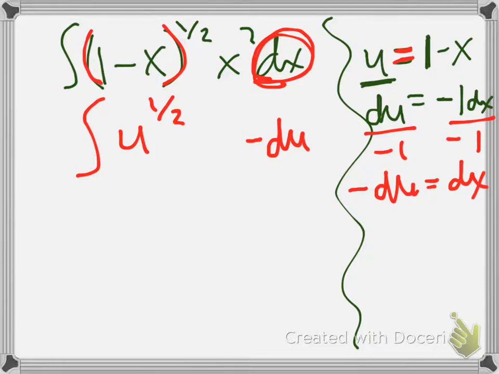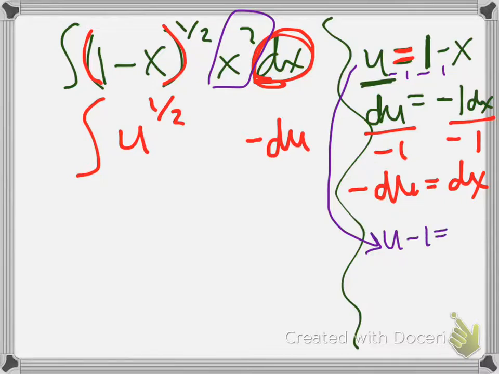Okay, so hopefully you see the problem already. What about this x squared thing? Alright, so let me show you the cool trick that you can do with u substitution. If u equals 1 minus x, if I were to subtract 1 from both sides, u minus 1 would be equal to negative x. And if I were to divide by negative 1 all the way across, negative u plus 1 equals x.